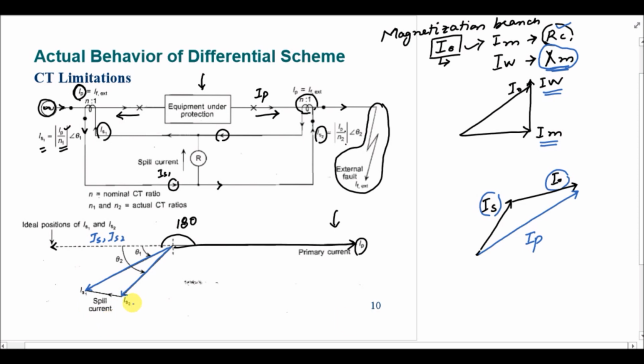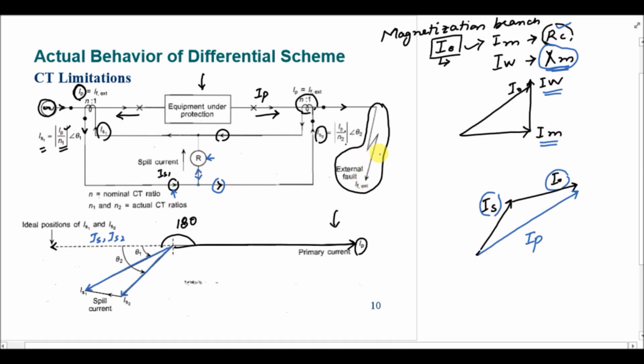right? And if I have to find IS1, that will be the summation of IS2 and the spill current, because IS1 is coming to this node and this current is different from this current. Therefore there is some current either going into this relay or coming from this relay. So IS1 is actually the summation of the spill current, which is the current passing through the relay, and the secondary current IS2, right? Hopefully you have understood this phasor diagram.